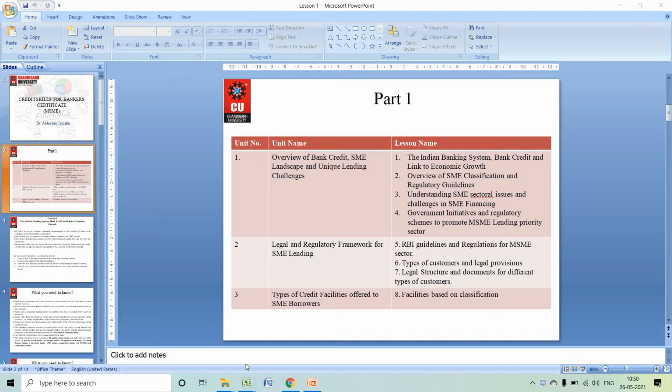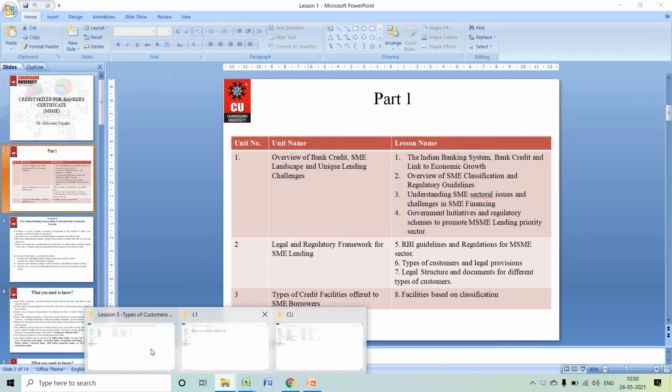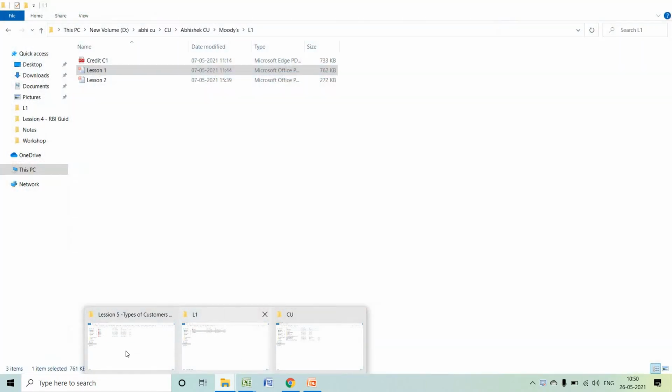This is part six of lesson six of part one and unit two. Unit two has three chapters, so we are in the second chapter. We have already completed up to RBI guidelines and regulations for MSME sector. Today we'll cover types of customers and legal provisions related to them. This is the sixth chapter, and let me just take you through that.